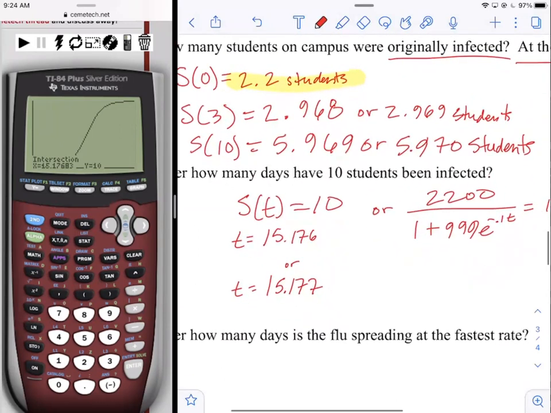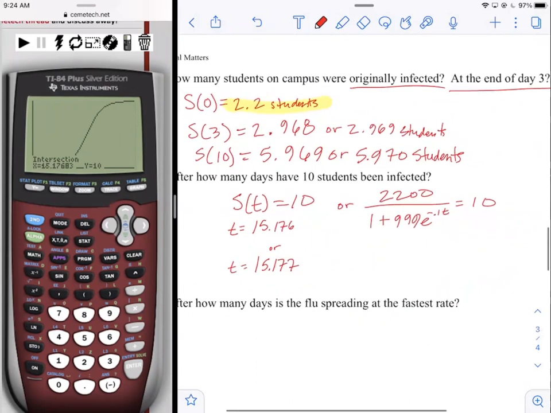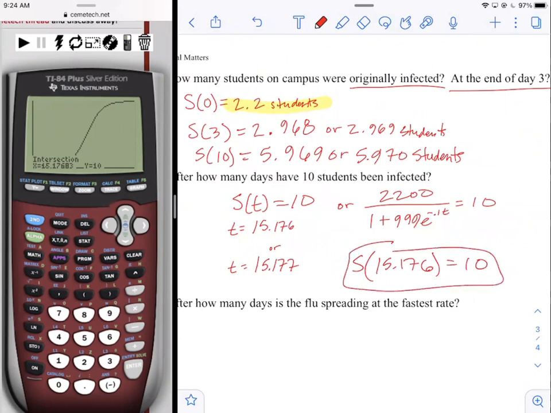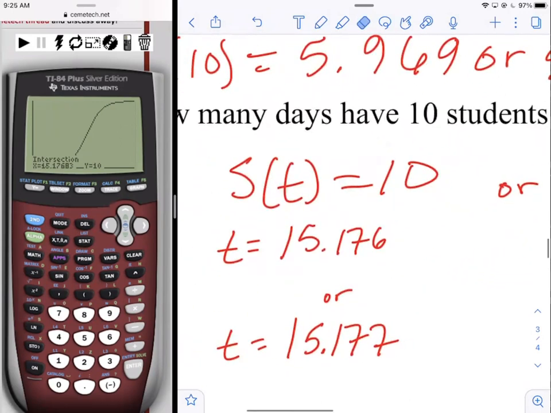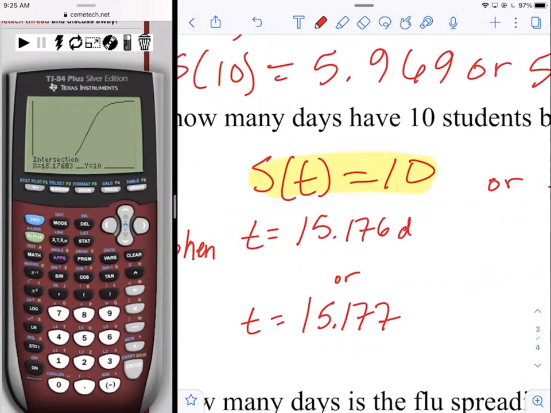No, because it's not S of 10. What I was saying not to do is S of 15.176 equals 10. Okay, that's what I was saying. Some people did that. And that tells a story, but it doesn't tell how. It's not quite the sequence I'm looking for. So what I want to see is the variable function set equal to 10, the variable function. And then underneath there, it's almost like you're saying S of T equals 10 when. You can imagine the word when is there. You don't have to write when, but S of T equals 10 when T equals 15.176, and then we'll put days, okay? So that's what I want to see.